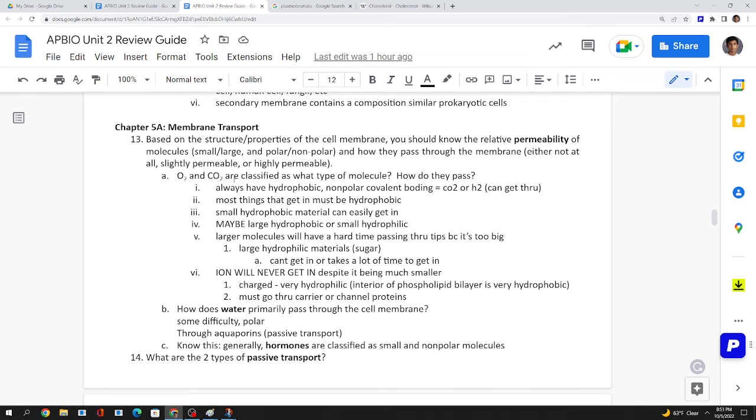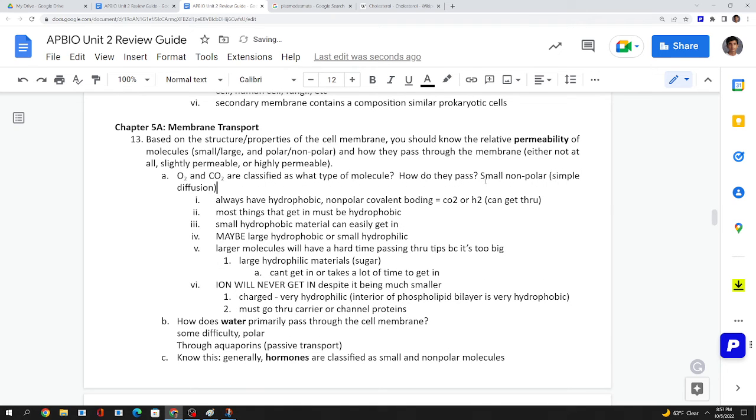O2 and CO2 are classified as what type of molecules? They're small, nonpolar molecules, so small, nonpolar. You just have to memorize that. I'm not going to get into the chemistry of it. The video is already too long, and I don't want to bore you guys. Small nonpolar molecules go through simple diffusion, and I'll explain what simple diffusion is.